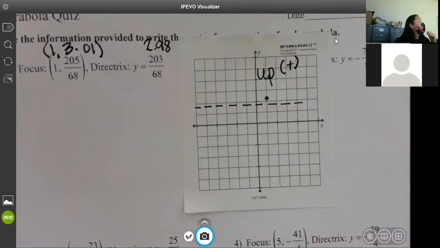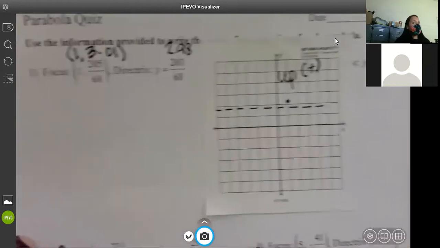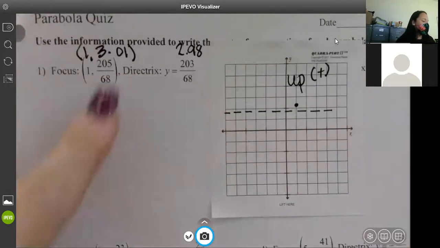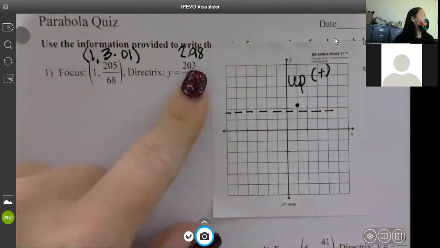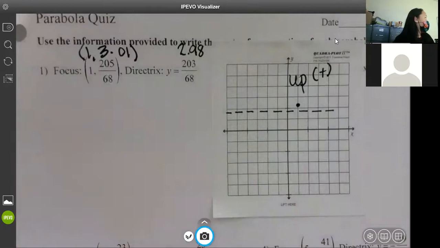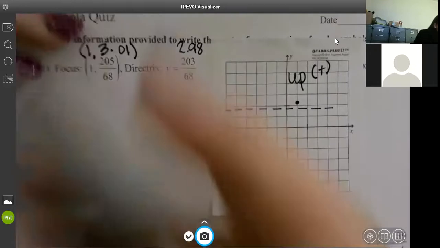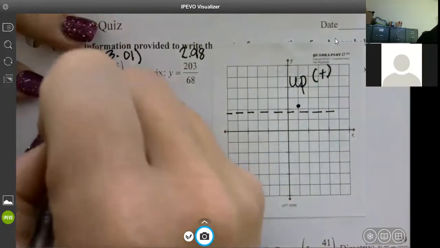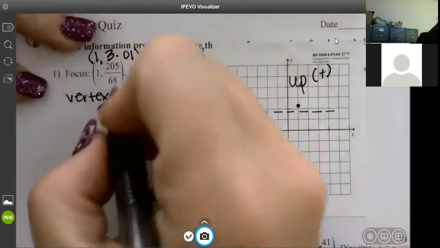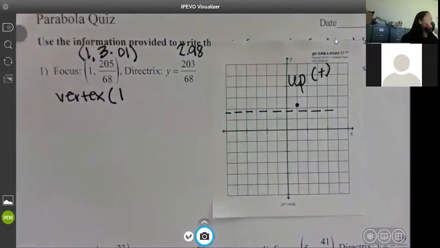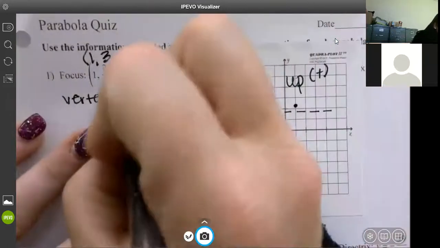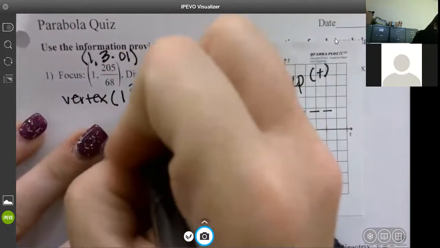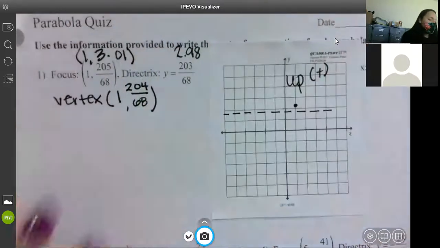Everything else is fine. So remember that we find the vertex exactly between the focus and the directrix. So if the focus is at 205 and the directrix is 203, where's the vertex? 204 over 68. Got that? So this is your vertex point. This will work the same way every single time because they're all y equals. You use the focus x because it's going to be in line with it. And then what's in the middle is 204 over 68.